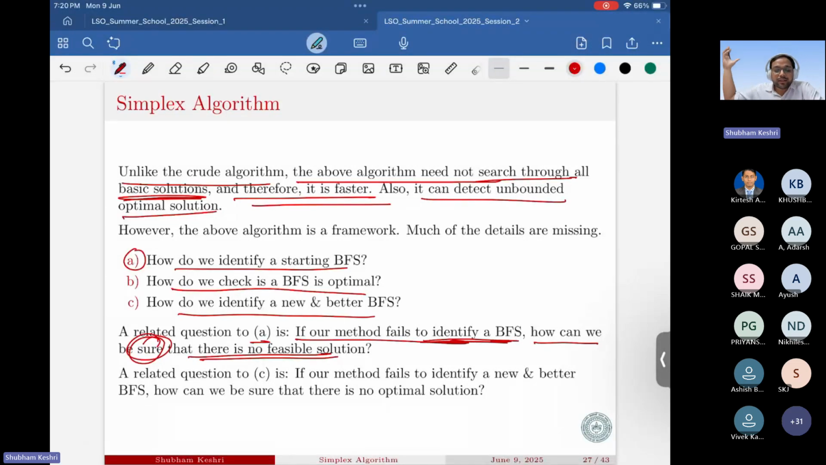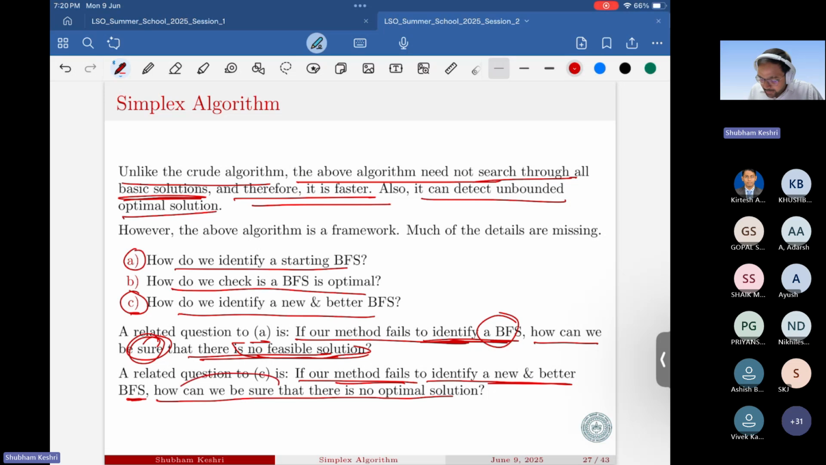There can be another conclusion as well. How are we sure that if we are not able to identify a basic feasible solution, the conclusion is no optimal solution? Another related question, to part C, is, if our method fails to identify a new and better feasible solution, how are we sure that the solution is unbounded? We are declaring it to be unbounded, but how are we sure? These are questions to think about.